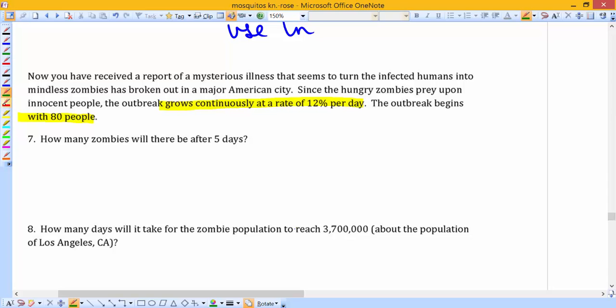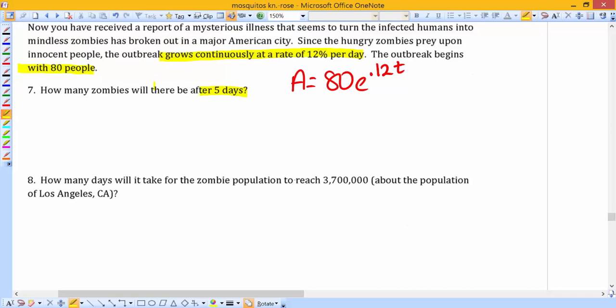And it's going to ask you various questions. So I'm going to get you started with your equation: A equals 80e to the 0.12t. Number 7 wants it for 5 days, so you're going to plug in 5 for t.